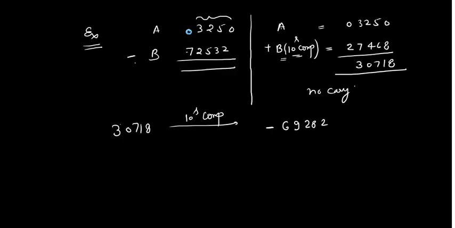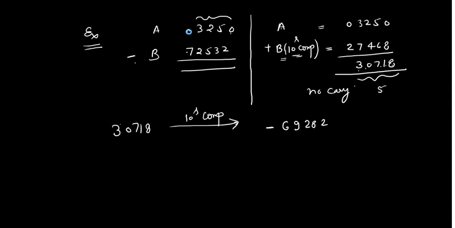...10's complement of B. So we will add these two. We will get 3078. Here we are seeing that there are 5 digits, and the answer is also having 5 digits. So there is no carry.